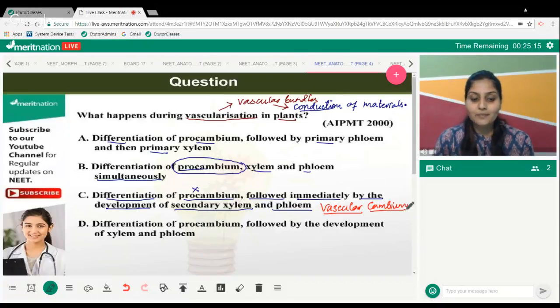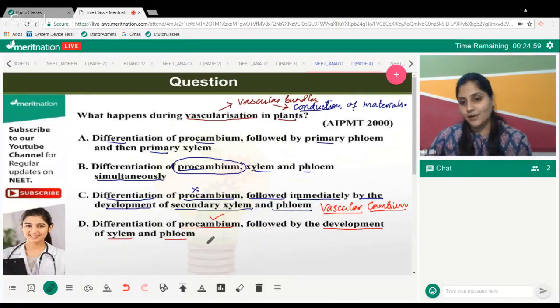Okay, so procambium is not leading to the secondary growth. Hence, the word secondary is making this option wrong. Okay, let's see the last one. Differentiation of procambium, followed by development of xylem and then phloem. This is the most appropriate option we are having. So the correct answer is D.